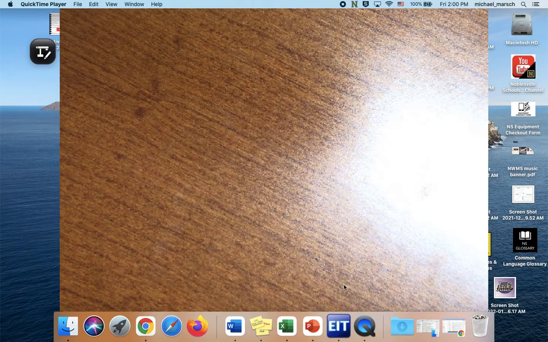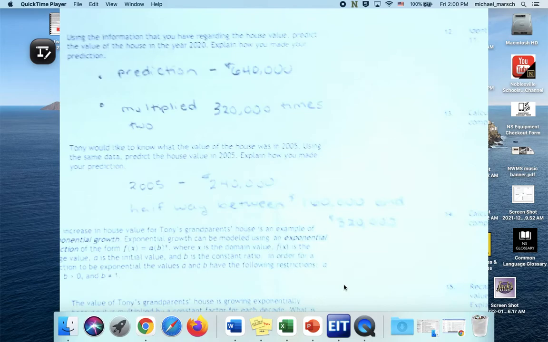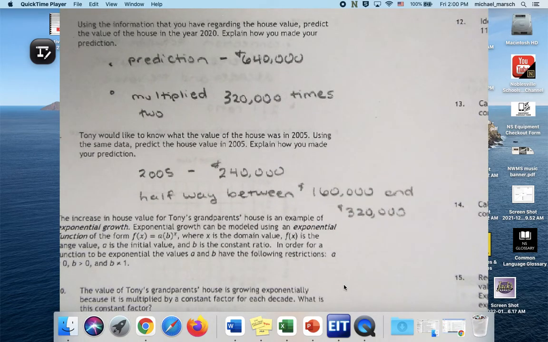And so what do you think the price would be in 2005? What did you have for that? Avery? 240,000. How did you get 240,000? Because at 2000, it was 160,000, and because 5 years is half a decade, I divided 160 by 2, and then added it to 160. Yep. So if it doubles in 10 years, take half of that double, then add it to find the 5-year value, right?